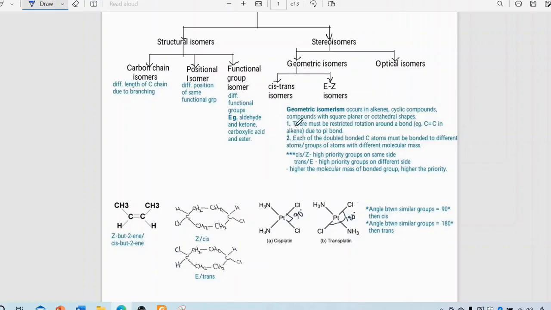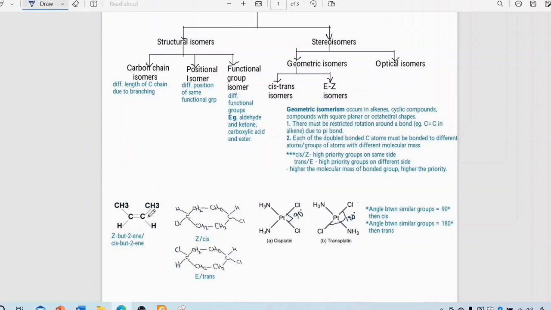So these number 1 and number 2 points are marking points for the exam question. It would be like, explain how compound X exhibits geometric isomerism. These are the following marking points that I have taken from the mark scheme, obviously. The first marking point goes: there must be restricted rotation around the bond, such as the carbon-carbon double bond in alkenes due to the pi bond. So thanks to the pi bond, we get restricted rotation.